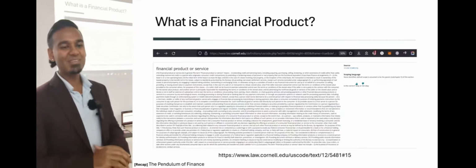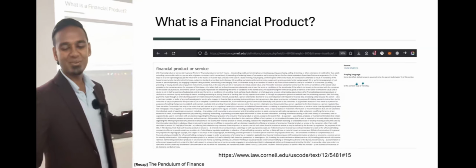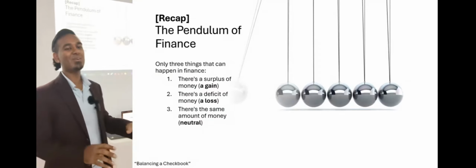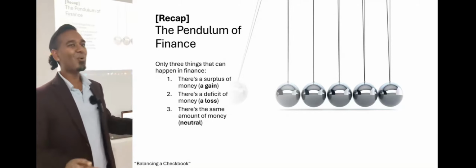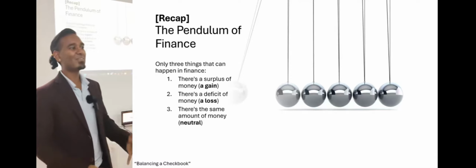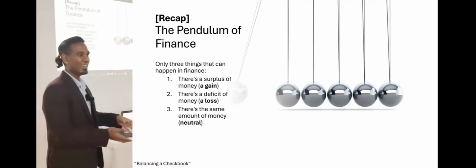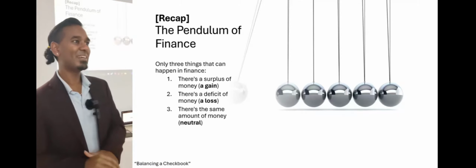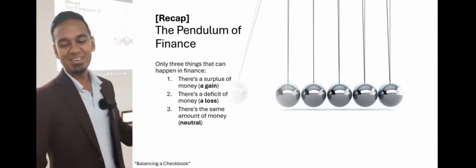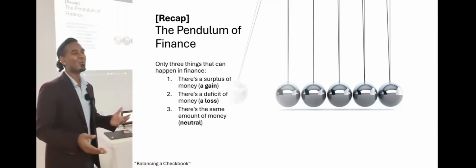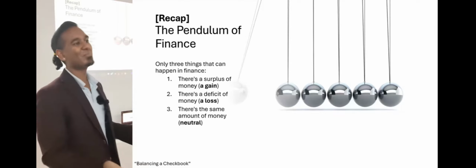With a financial product, I want to recap a little bit about how it operates. At an earlier presentation, I went over the idea of the pendulum of finance and the three core concepts you need to understand in order to understand finance in general. As the recap, you have a gain, a loss, or no change whatsoever. A gain is any increase in value, a loss is any decrease in value, and a neutral is no change in value, or there's a transfer from one account to another and you're overall break even.